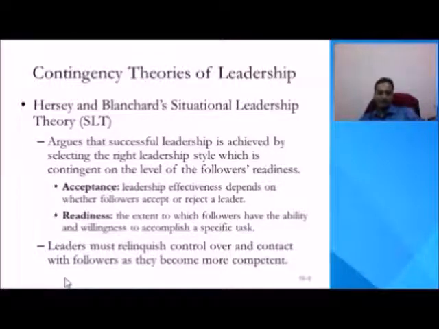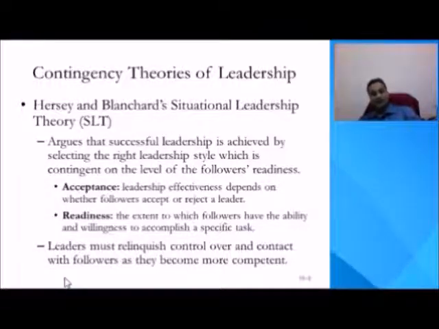Trait theories talked about certain characteristics of a leader. Behavioral theories talked about the behaviors that leaders exhibit. We have seen the different dimensions of behavior. But along with that, if you want to be effective, it also has to match the situations: the task structure, which we have seen, the leader-member relations, and the position power. This theory again builds on that, saying that those situational factors are important.